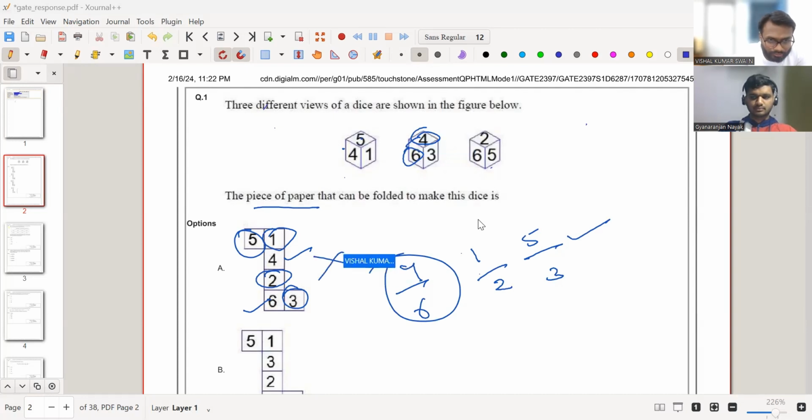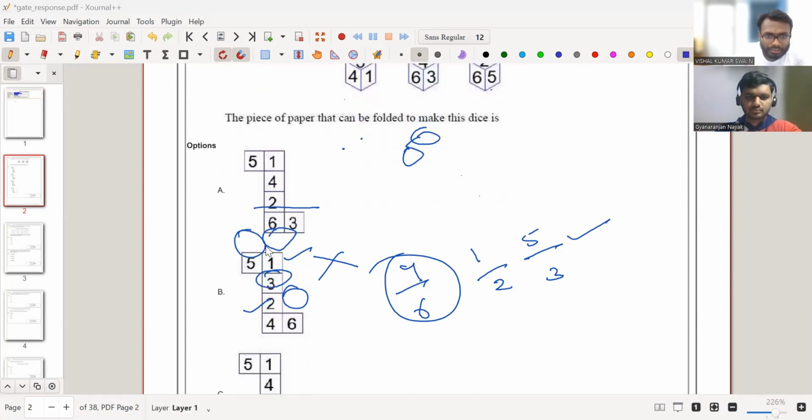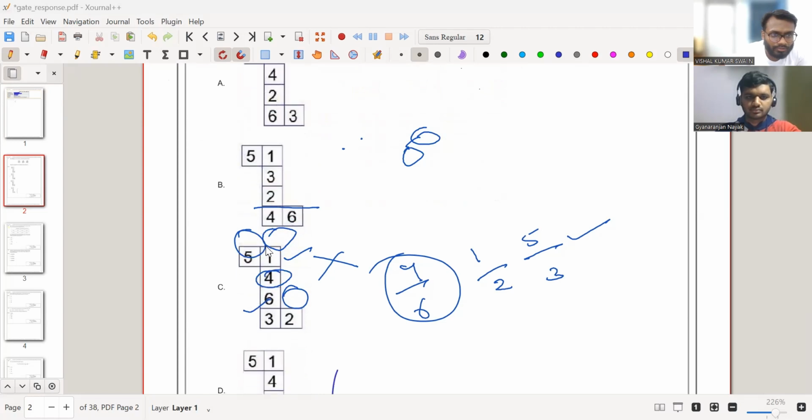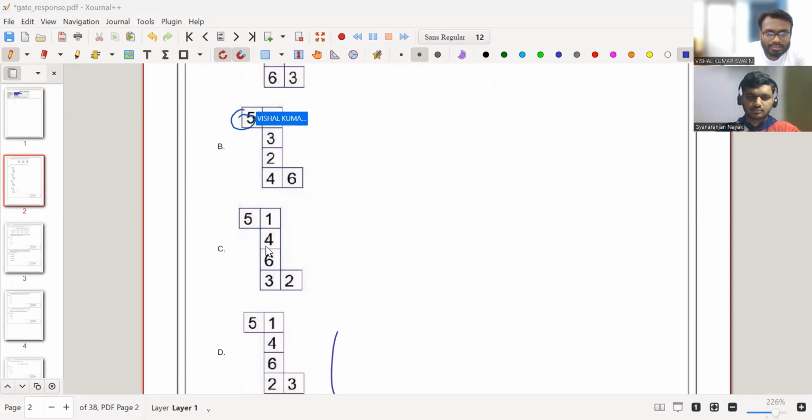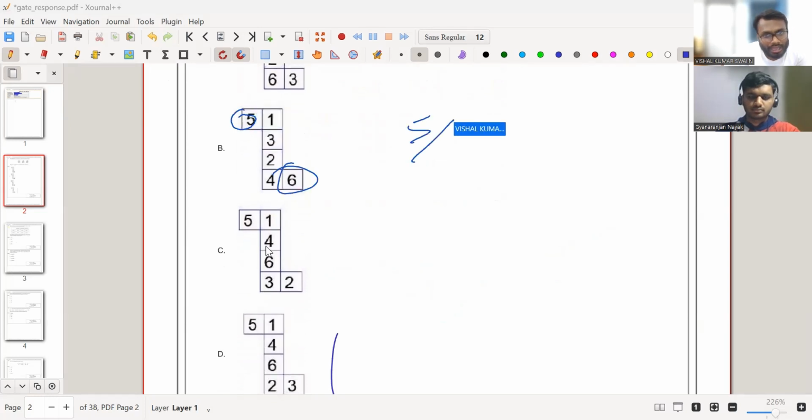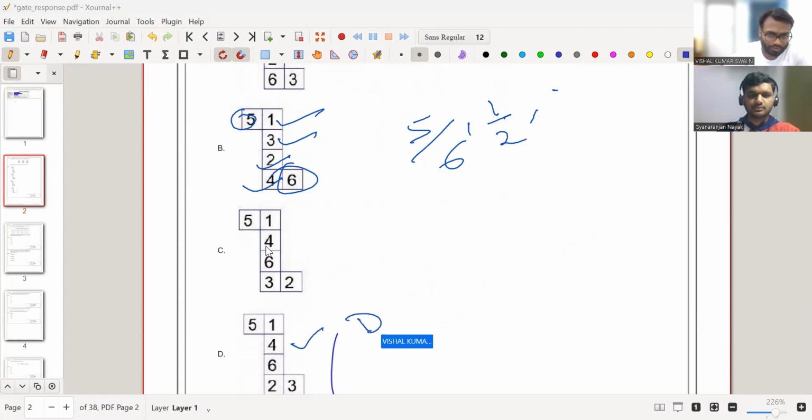Now just scroll down. Now go for option B. Here 5 is opposite to 6, similarly 1 is opposite to 2, and 3 is opposite to 4. Likewise you have to check: if any adjacent pair becomes opposite, then that option is wrong. Hence option D is the right answer. Please check it out.